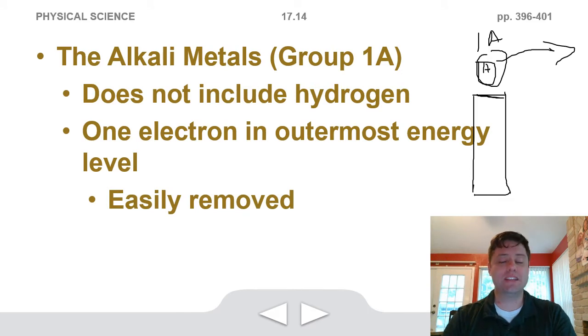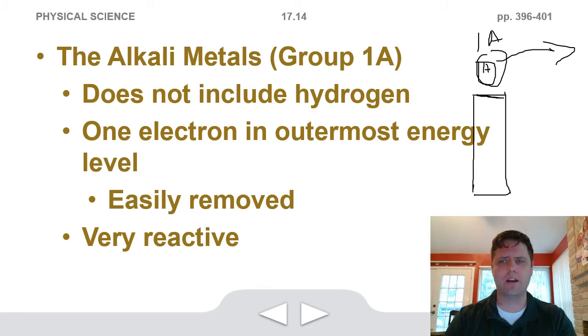And that one electron is easily removed, so it is very reactive. The alkali metals are extremely reactive. As a matter of fact, most of the metals that are there, you do not find them naturally like that because you'll find them in compounds with other things in nature. You have to actually go through a chemical process to remove or isolate it from a compound because it readily combines with other things. A lot of these will readily combine even with oxygen in the air.